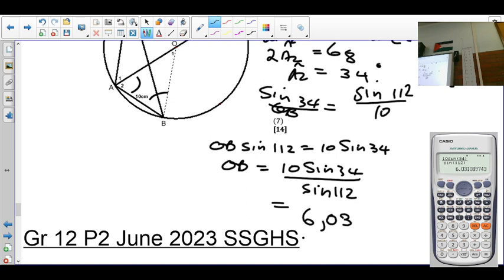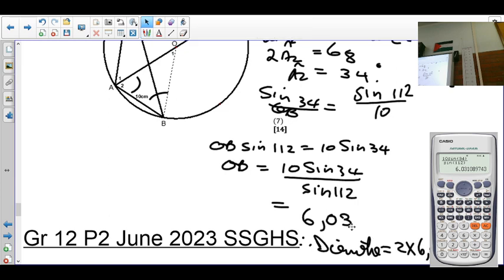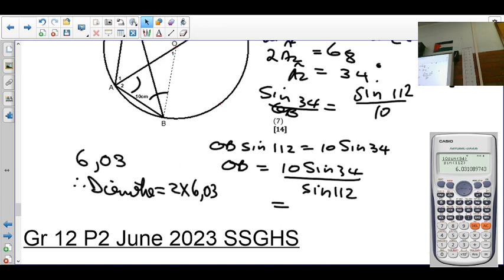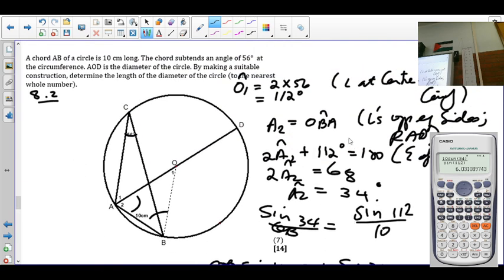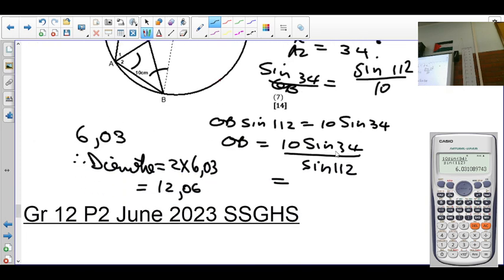Okay, so therefore the diameter is equal to 2 times 6,03. You all agree with that? So your diameter is equal to 12.06. But it says to the nearest whole number. So that's approximately 12 centimeters. Is that correct? Okay.